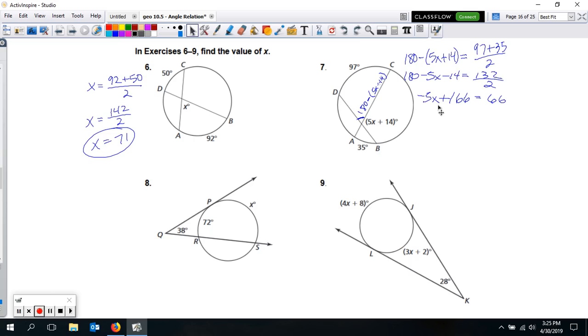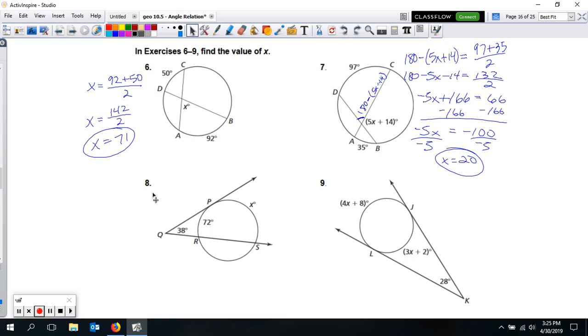So now what I'm going to do is subtract 66 from both sides. We're kind of home free now. We know what to do. Just subtract 66. So that's going to give me negative 5x over here. Take 66 away. That's a negative 100. And then just divide by negative 5. Negative 100 divided by negative 5, x equals 20. So there's our value of x.